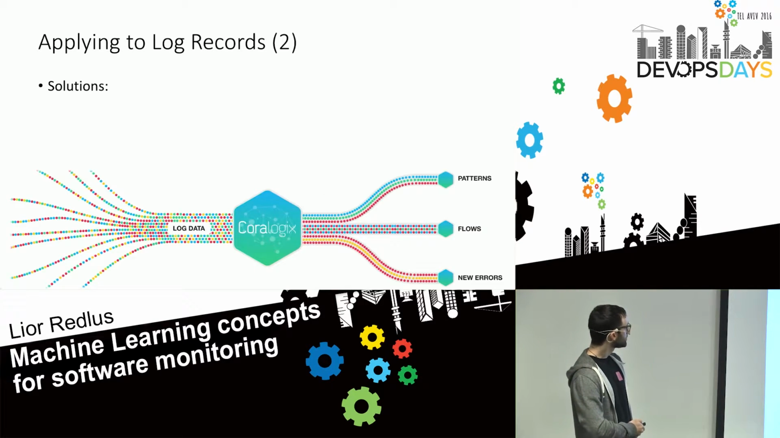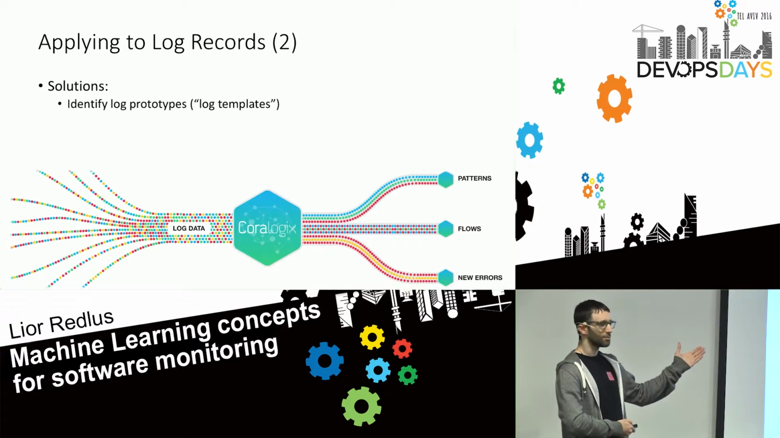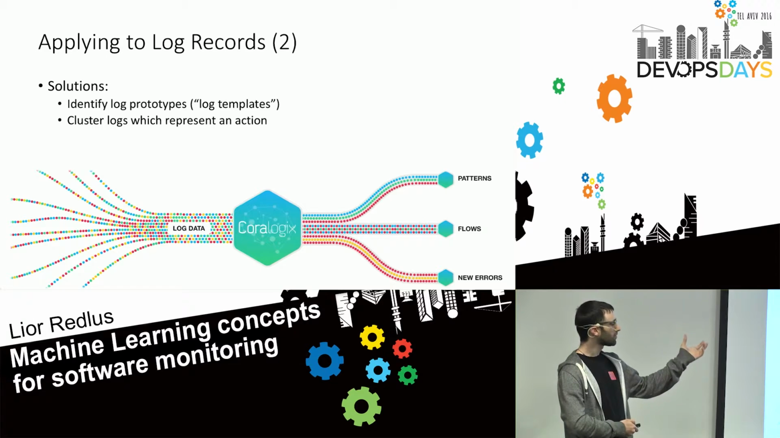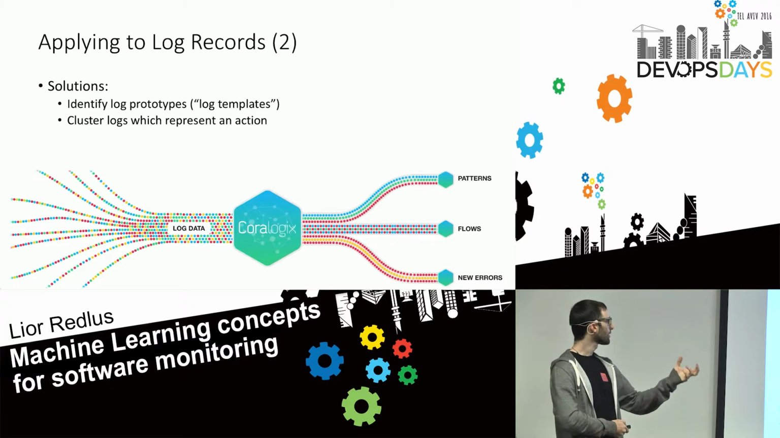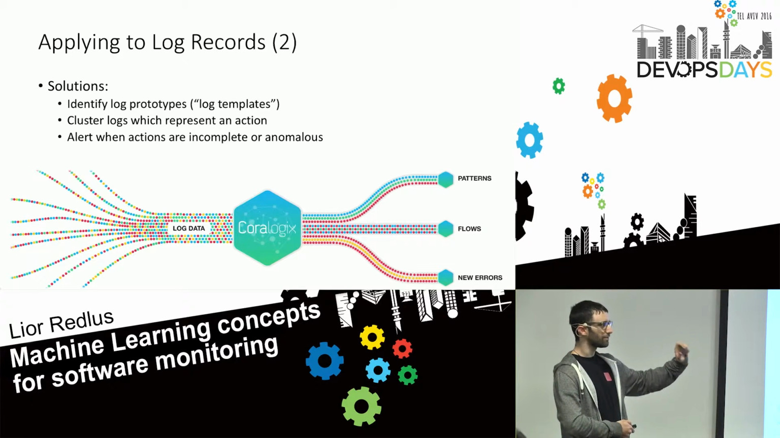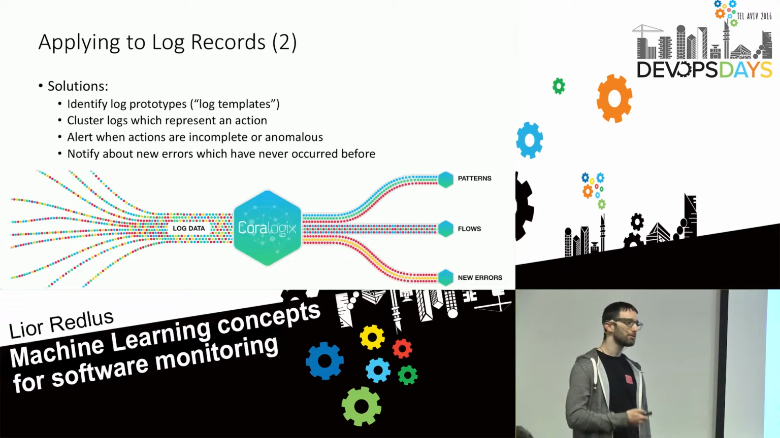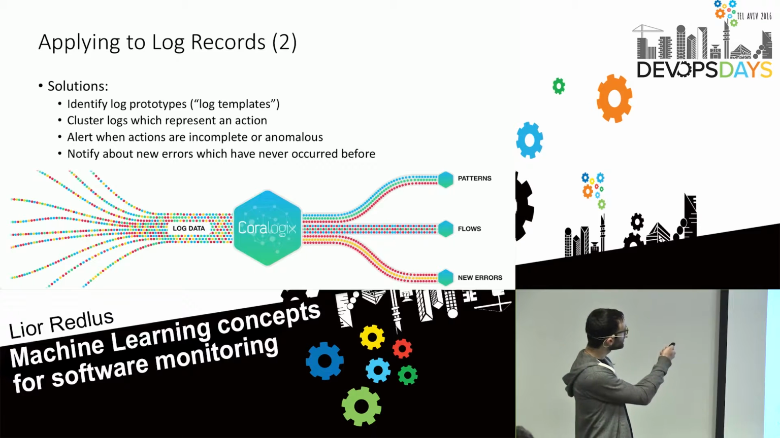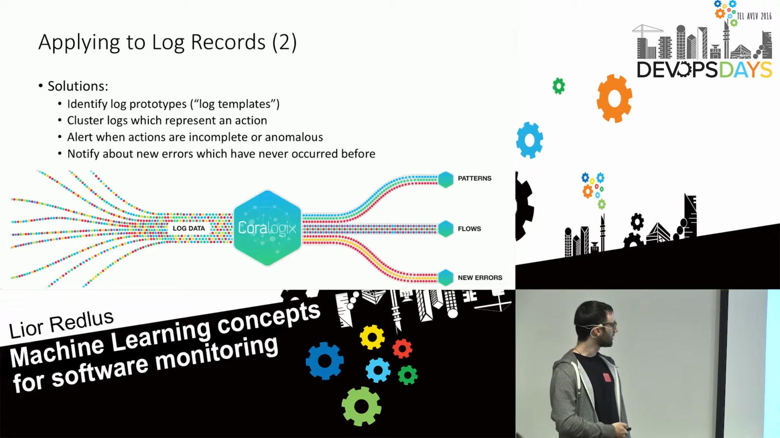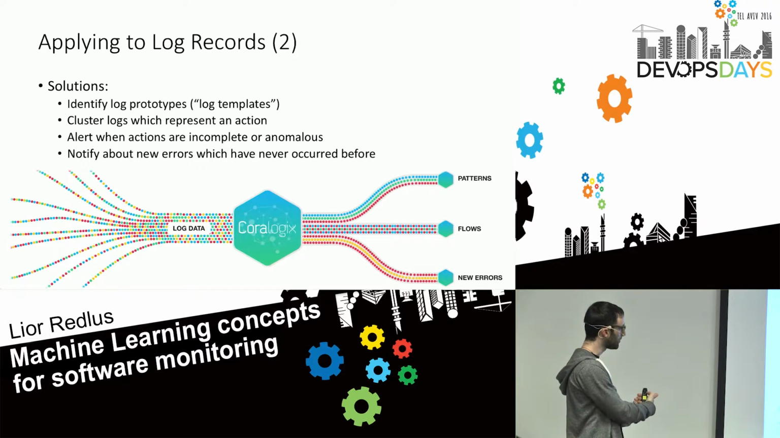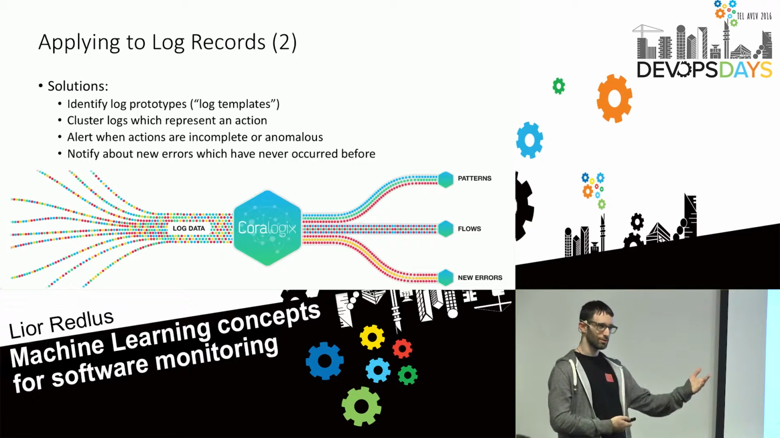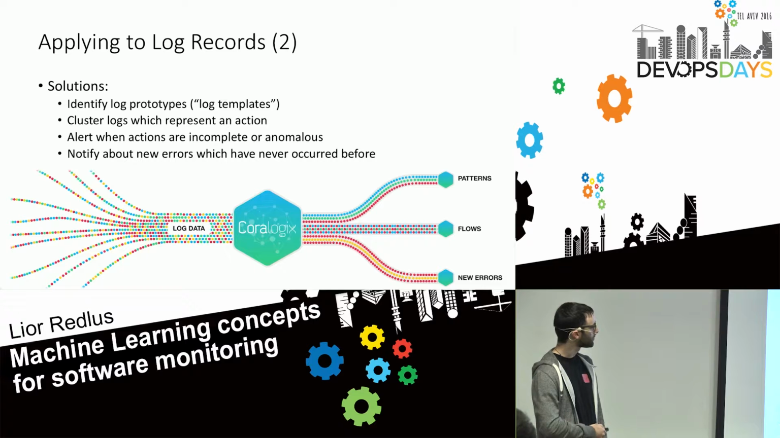The solution is to identify log prototypes or log templates. Cluster which logs represent an action, alert when actions are incomplete or anomalous, and notify about new errors which have never occurred before, because now we know which prototype each log is. And we can know that a new log error prototype has arrived in the system, which you should be notified about. And there is, of course, much more to see.